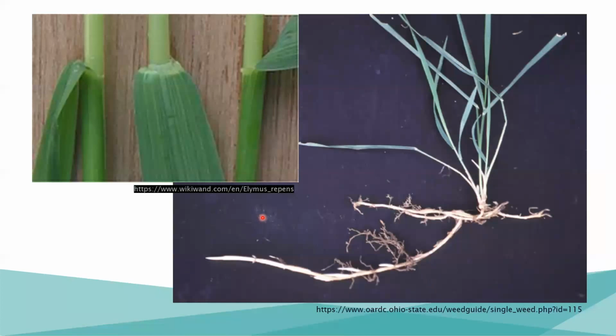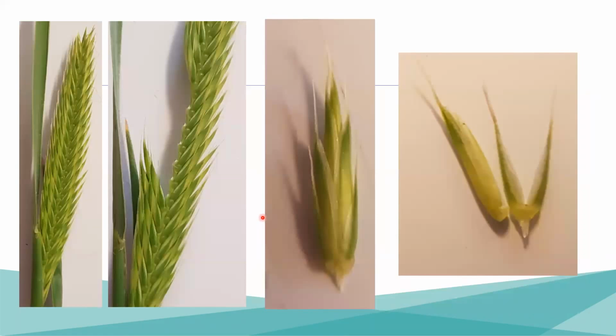So with that combination of features, looking in our book, that gives us quackgrass. Everyone's favorite, but it is very prevalent out there. It's easy to find, which is why I chose it, because it's easy to identify. We're going to stick in the wheatgrass tribe.